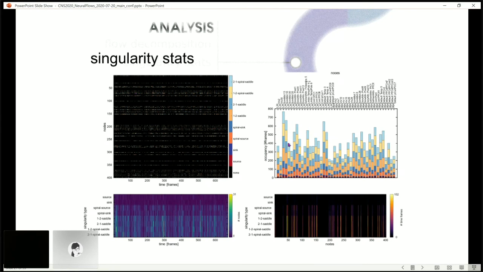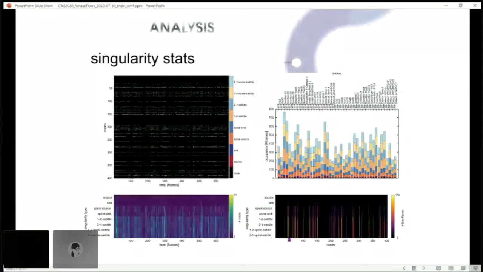And we produce some other statistics here, like occupancy, so how many frames each singularity persists, and for each time point as well, how many of these singularities appear and disappear. And again, for each node here, we are estimating how much time this node spent being, for instance, a spiral saddle or spiral sink or spiral source.